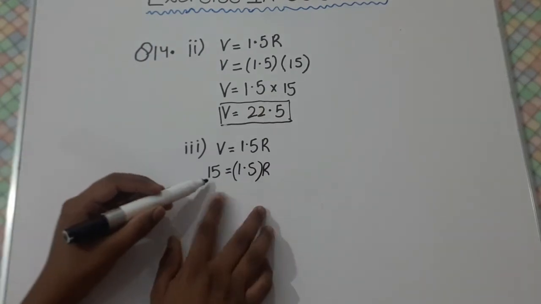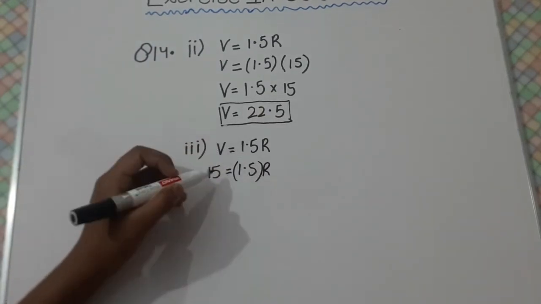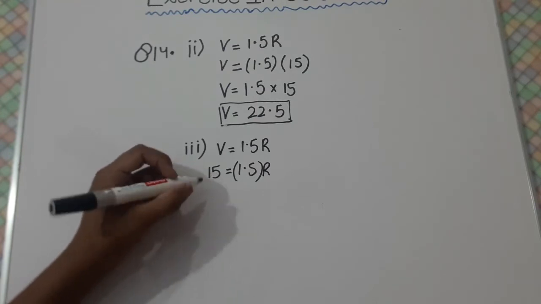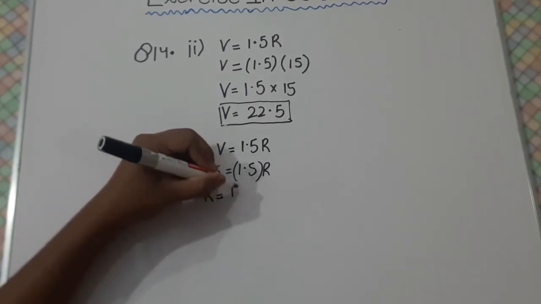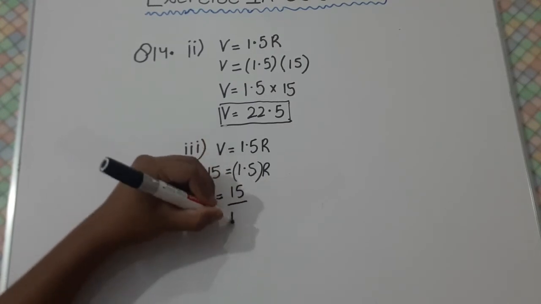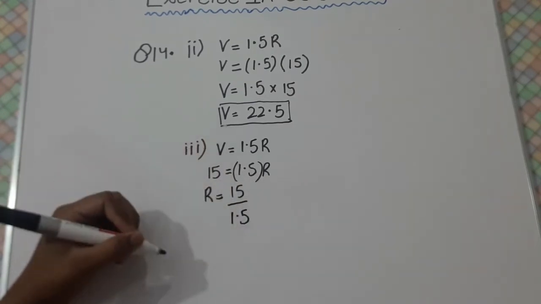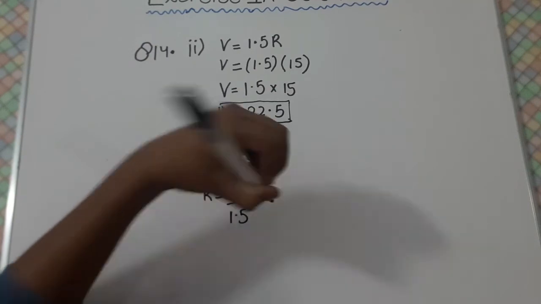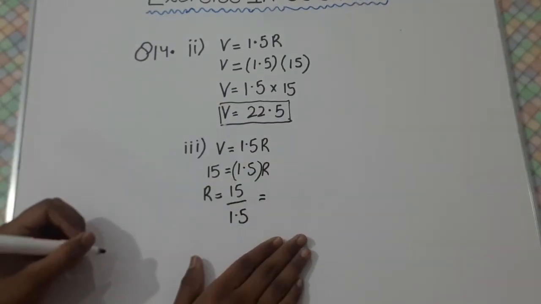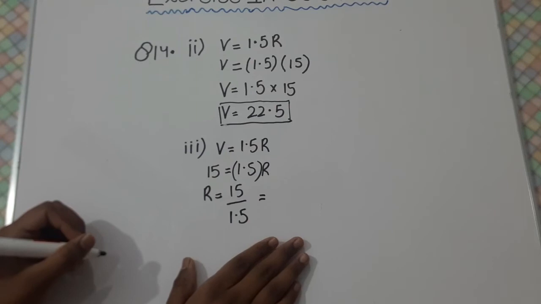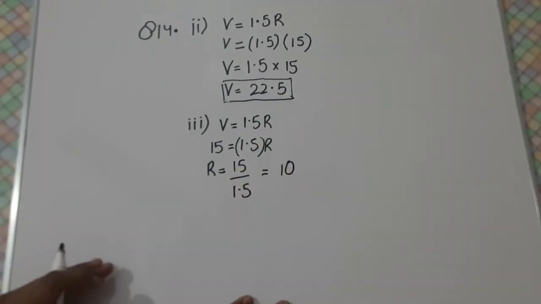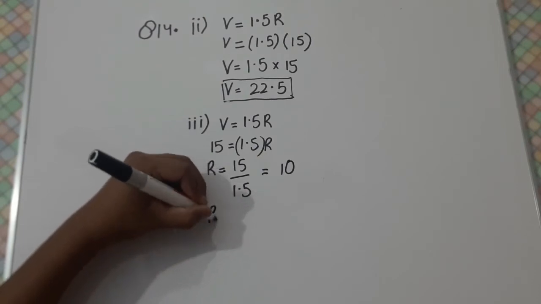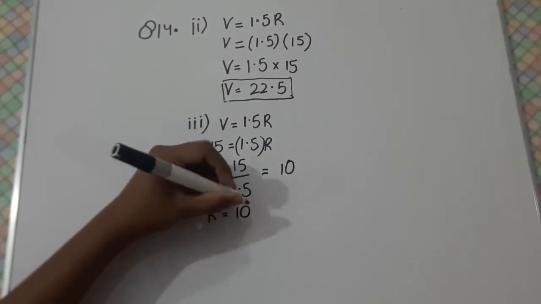So we are going to shift 15 over here. First it was multiplying, now it would be dividing. So R equals 15 divided by 1.5. We can just divide it in the calculator and we will get a value that is 10. Value for R is 10.